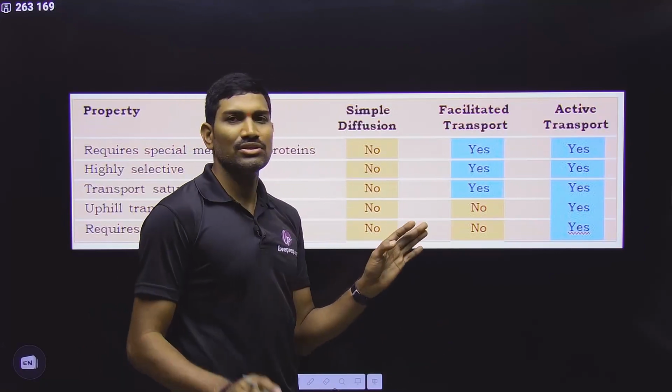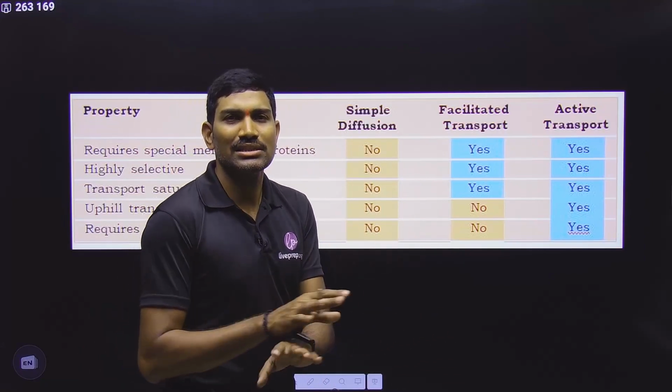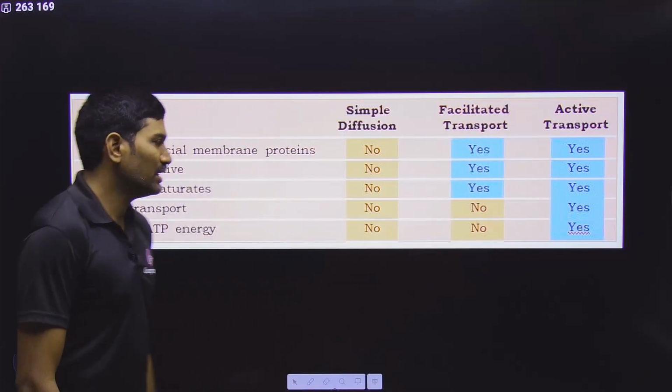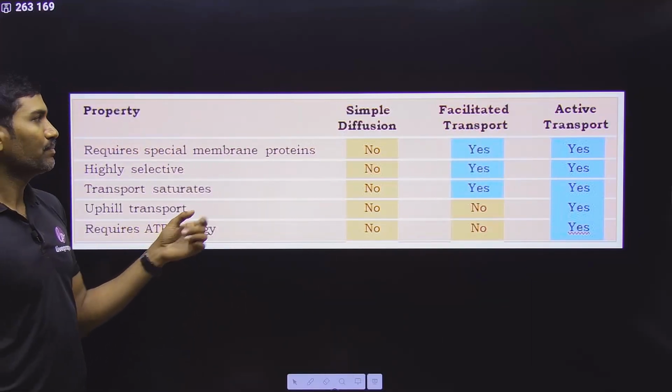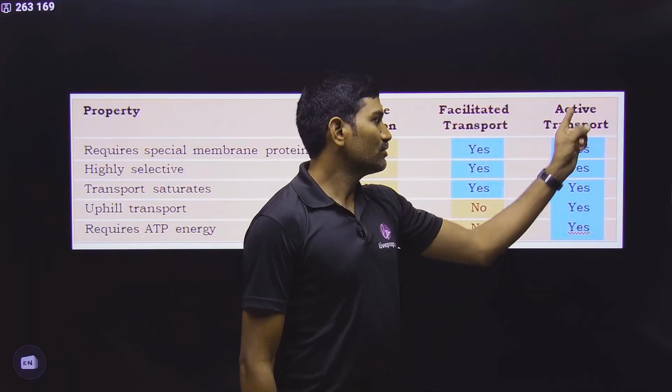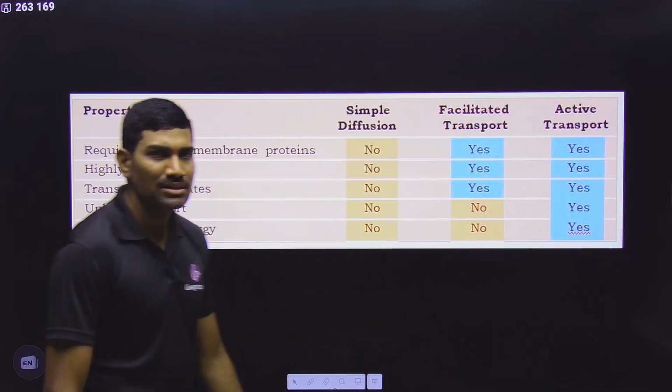But in simple diffusion, there is no membrane protein. So there is no concept of saturation. The concept of saturation is applicable to facilitated transport and active transport only. Next one, uphill. Simple diffusion is downhill. Facilitated diffusion is also downhill. So which one is uphill? Only active transport is an uphill process.